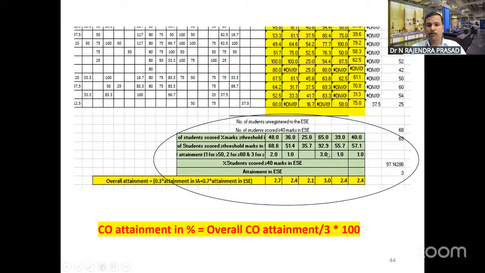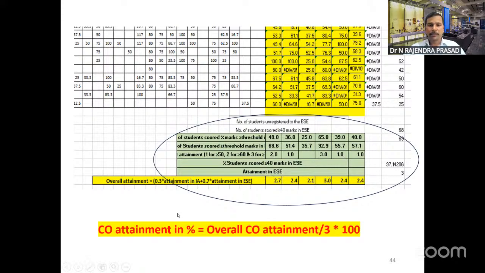Then similarly, CO4 percentage is 92.9%. Attainment level is 3. Similarly, the other COs are level 1. Okay, this is for the internal assessment test. For end semester examination, convert this into percentage. You will get 97%. For the rubric, 97 means greater than 70%, that is level 3. So attainment in end semester examination is 3. CO attainment in the internal assessment test is 2, 1, 3, 1, 1 for CO1, CO2, CO4, CO5, CO6 respectively.